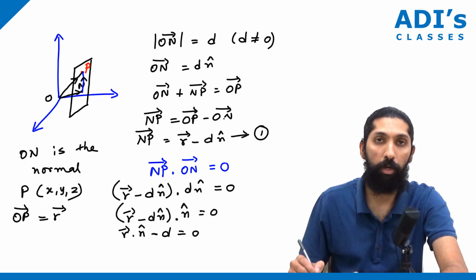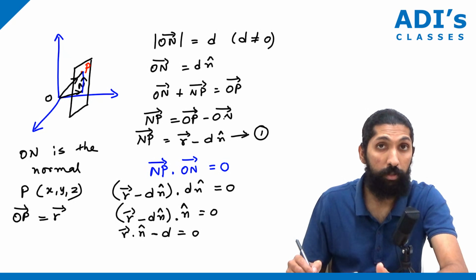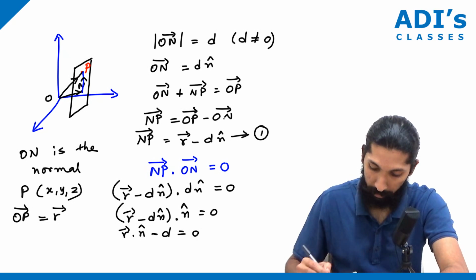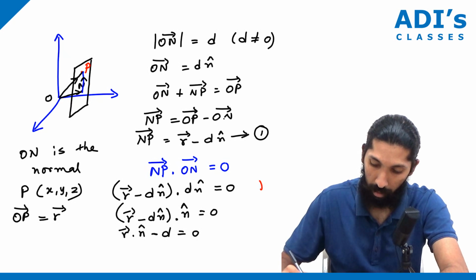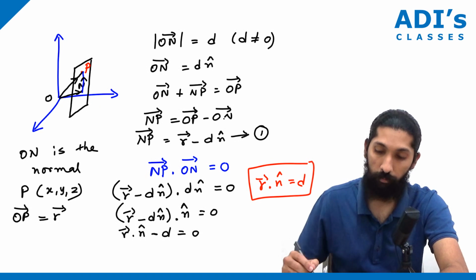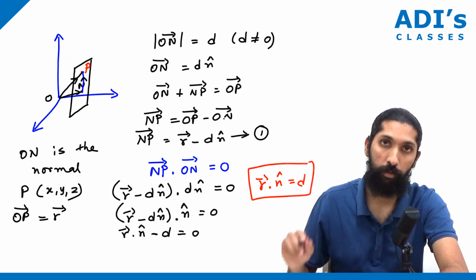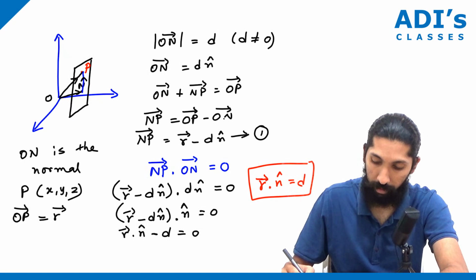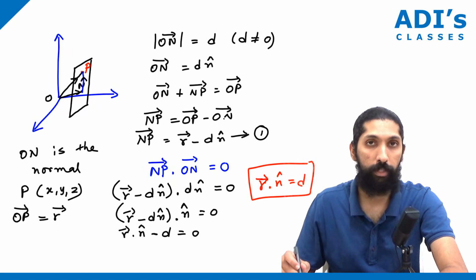What is N cap dot N cap? 1. Like I cap dot I cap is 1, right? Just like that. So finally, what do we get? We are going to get R dot N cap is equal to D. So this is the equation of a plane in vector form. R dot N cap is equal to D. This is the equation in the vector form.